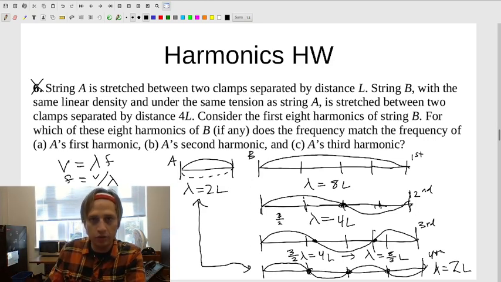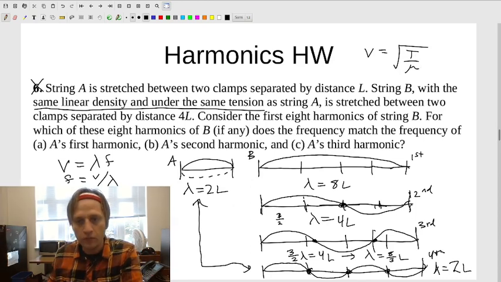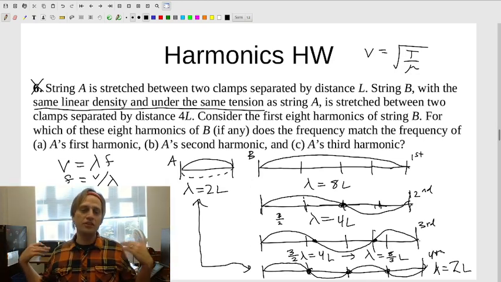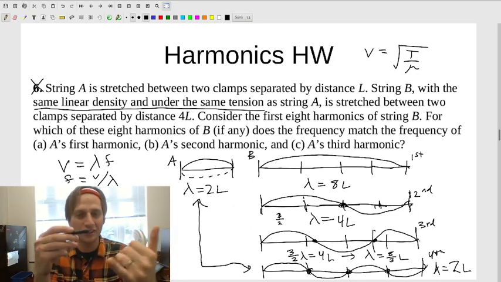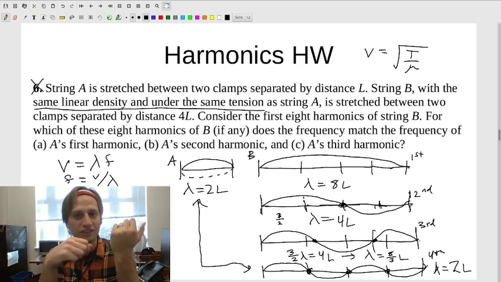And that's because we know that they have the same linear density and are under the same tension. Remember, v is related to both of those. Okay, so the first harmonic of A has the same frequency as the fourth harmonic of B. A longer string is going to have those low harmonics much lower. You know that because if you look at a string bass, it makes lower noises than a little tiny fiddle.